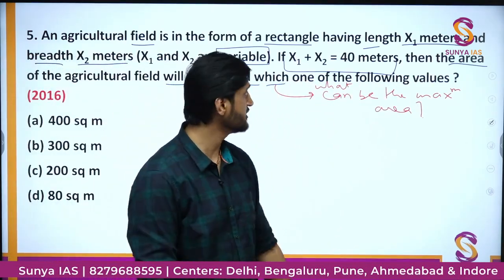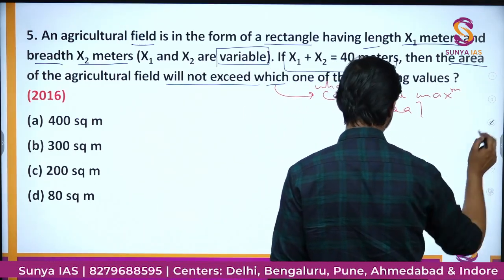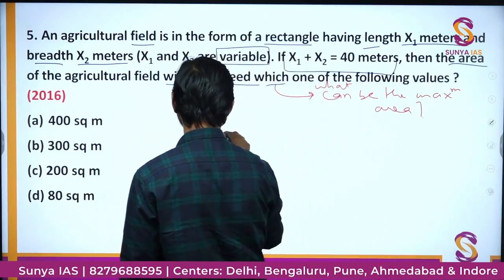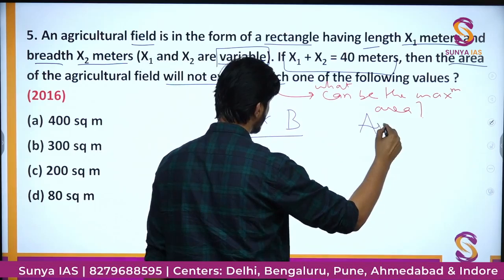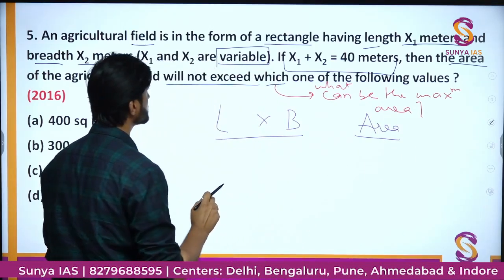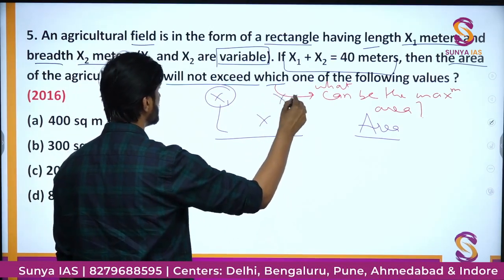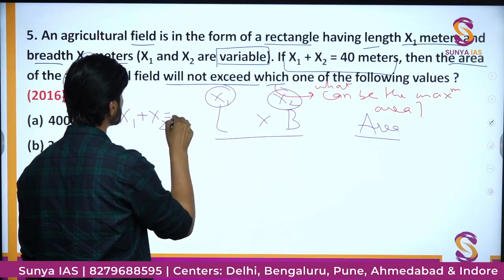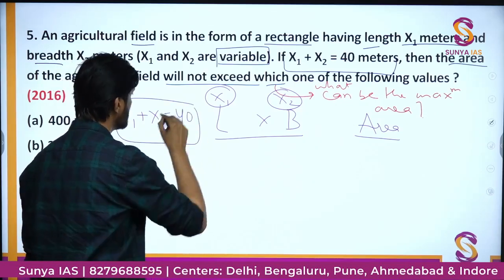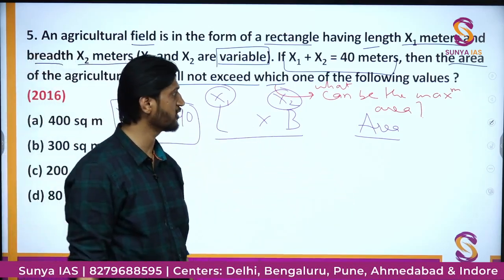such a rectangle. Simply, we know that if we have a rectangle, we have a length, we have a breadth, then we get an area, right? Suppose length is x1, breadth is x2, and x1 plus x2 follows the relation x1 plus x2 is equal to 40. This is the limit. So what we can do is try different values of x1 and x2. That is what we have to do.